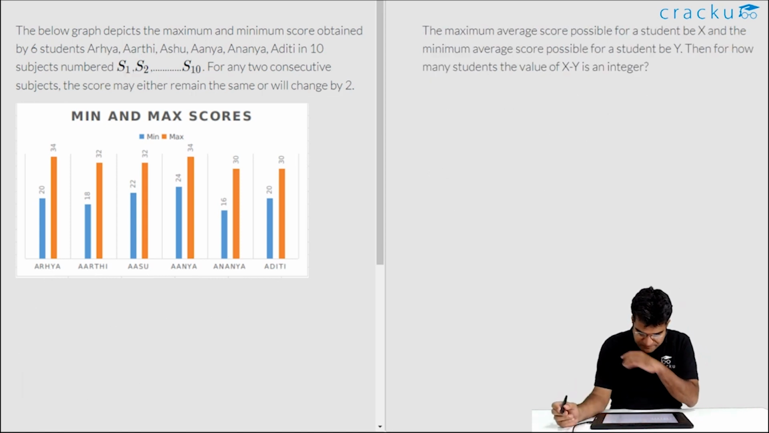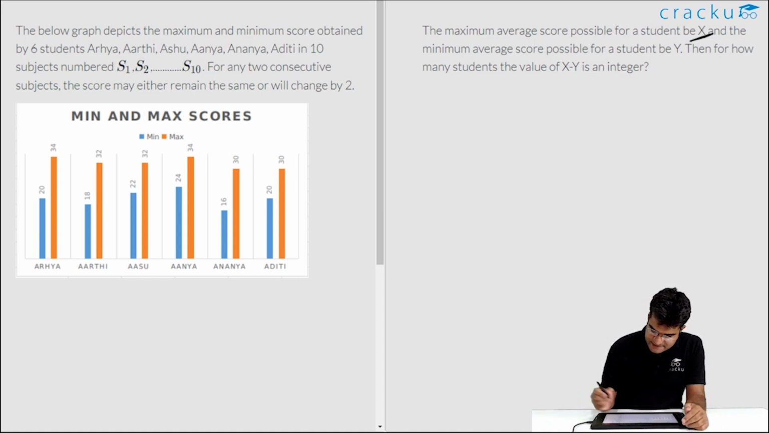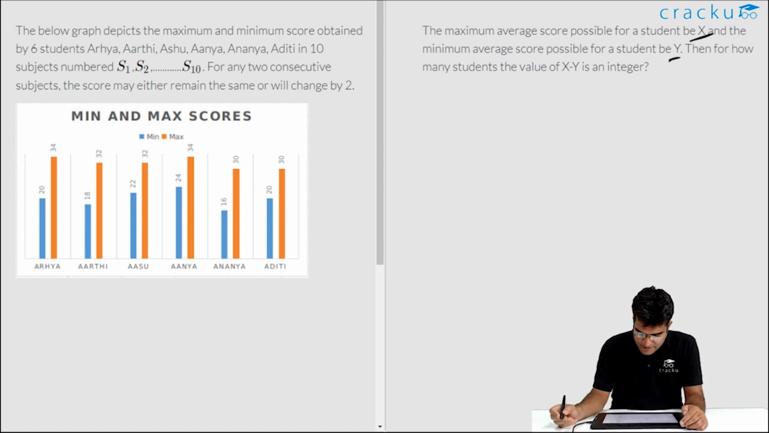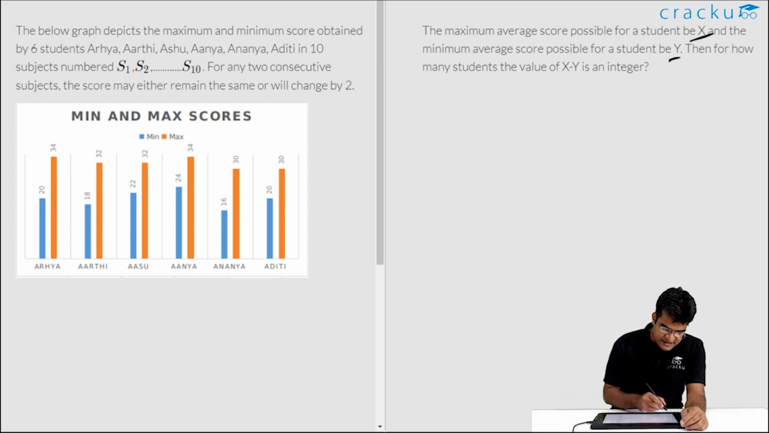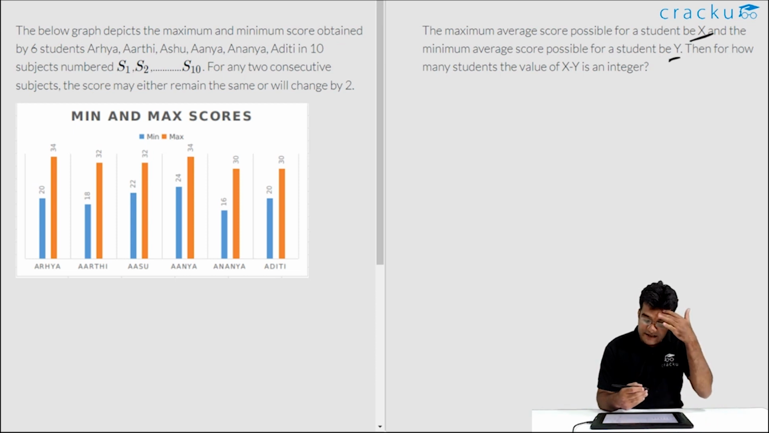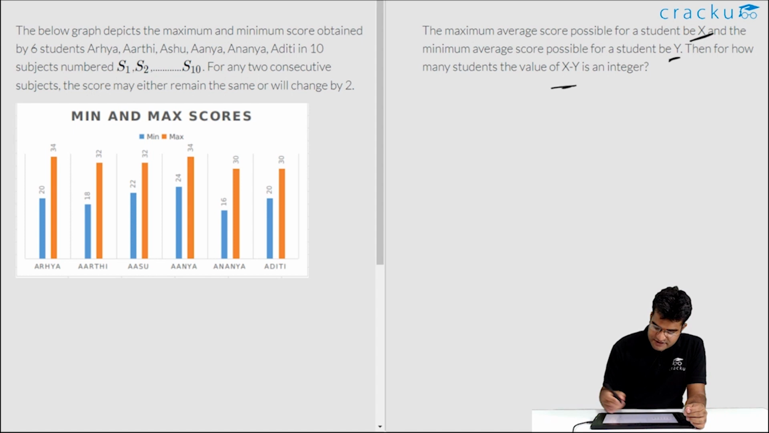In this question, we are given that the maximum average score possible for a student be x and the minimum average score possible for a student be equal to y. Then for how many students the value of x minus y is an integer. So we have to find out the maximum possible average of each of the student. We also have to find out the minimum possible value of the average for each of the students, subtract them to get the respective difference in averages, and we have to see for how many students that x minus y is an integer.